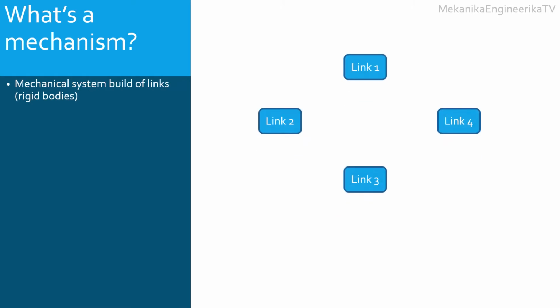A mechanism is a mechanical system that is made of links or rigid bodies. Rigid bodies or links are mechanical parts that conserve their shapes while moving or subjected to forces. The distance between any 2 points of a link or a rigid body remains always constant and does not change. Angles within a rigid body, or a link, also do not change.